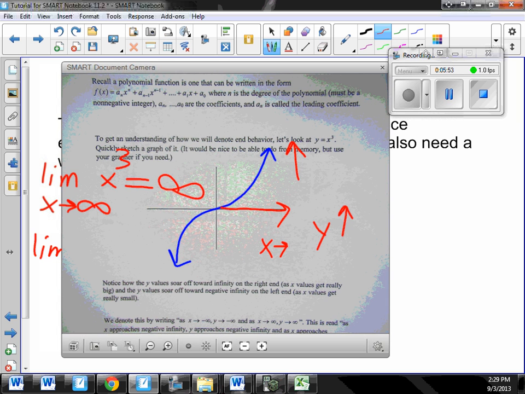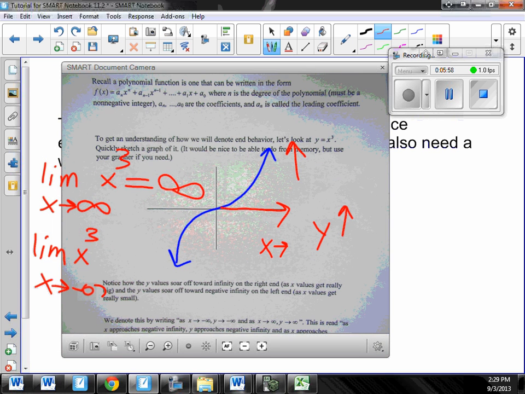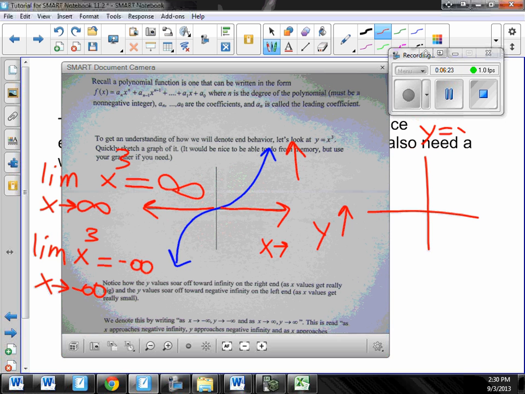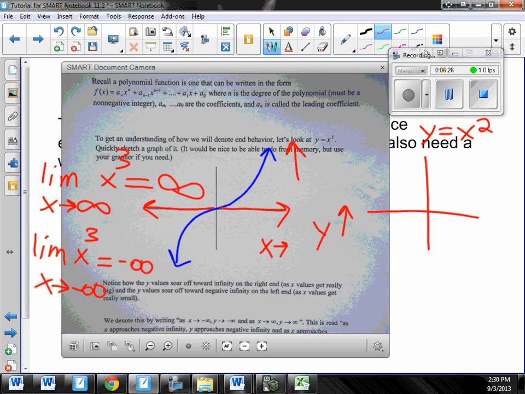The limit of x to the third as x approaches negative infinity. So as I move to the left, what way does the graph go? Down. Equals negative infinity. Okay? Now it's not on your paper, but I want you to draw another graph. And it's going to be y equals x squared. We know that x squared looks like this.